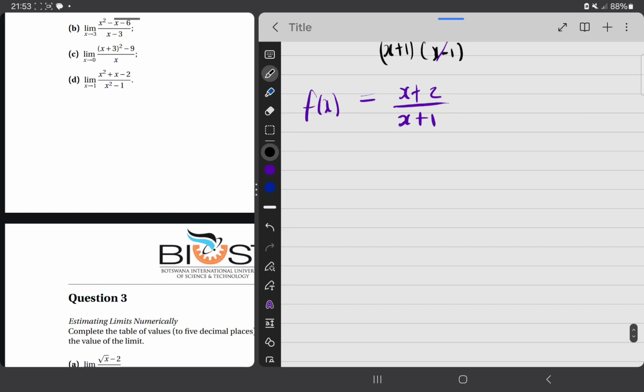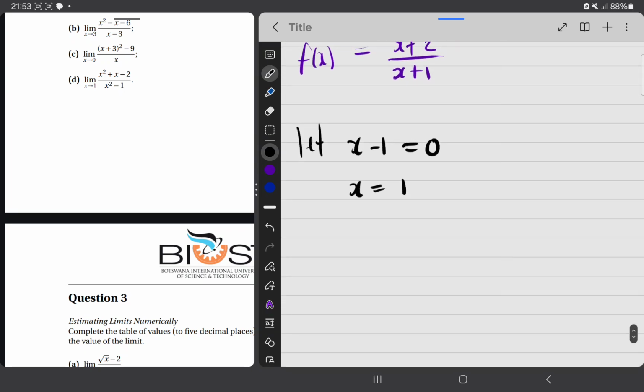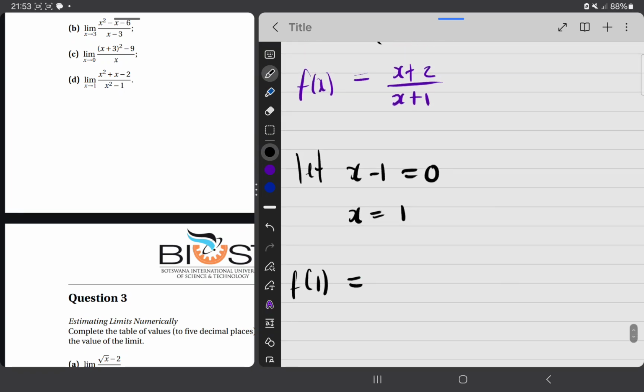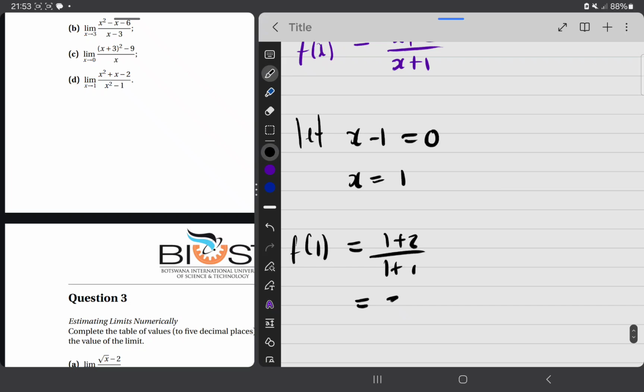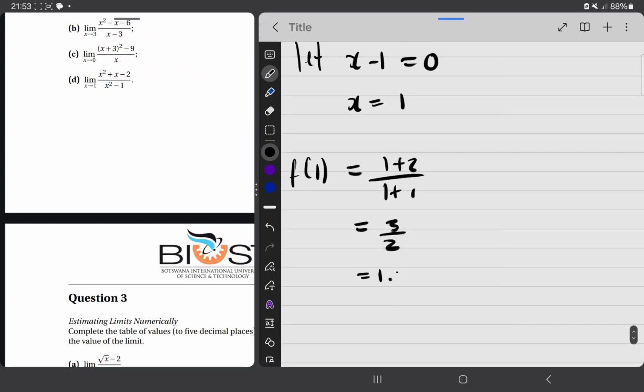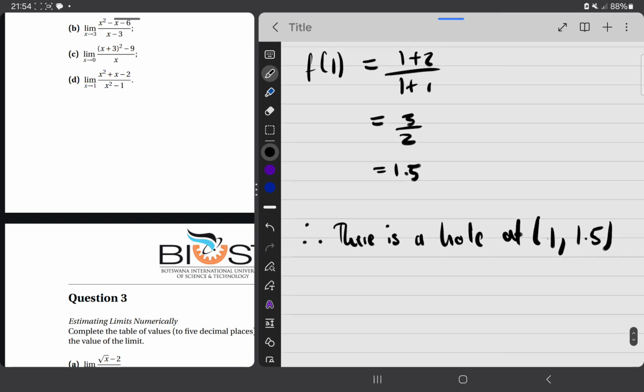Now, the factor which has just been cancelled is x minus 1, so let x minus 1 be equal to 0. You get x equal to 1. So f of 1 is going to be equal to 1 plus 2 over 1 plus 1, which is 3 over 2, or 1.5. So you can say, therefore, there is a hole at x equal to 1, y equal to 1.5. And this is where we have our limit. We're already seeing it at this hole, but we are not yet done.